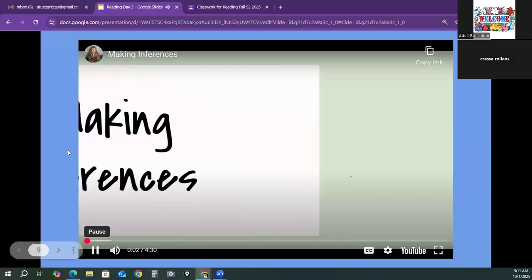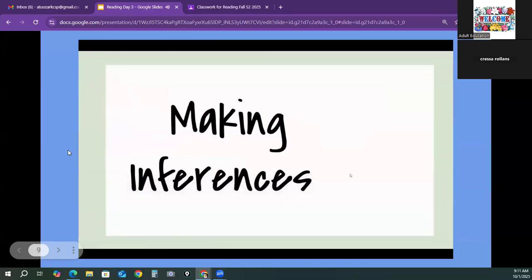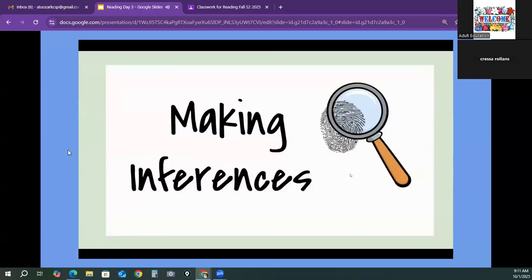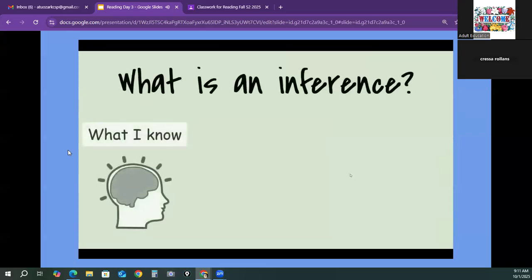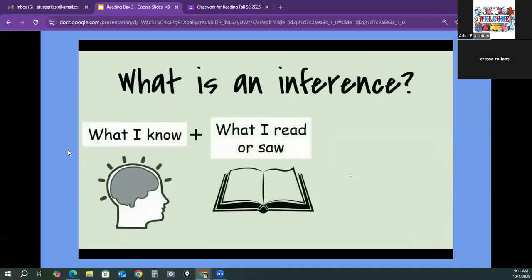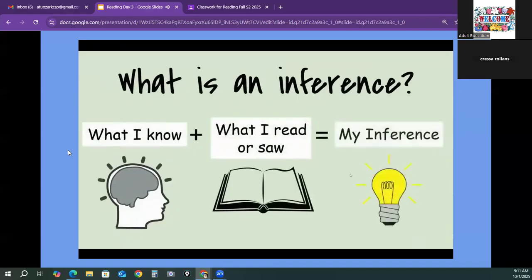Today's lesson is on making inferences. When you make inferences, it's kind of like you're a detective looking for clues to make a logical conclusion. So what is an inference? An inference is when you take what you know, plus what you read or something you see, and that gives you your inference.